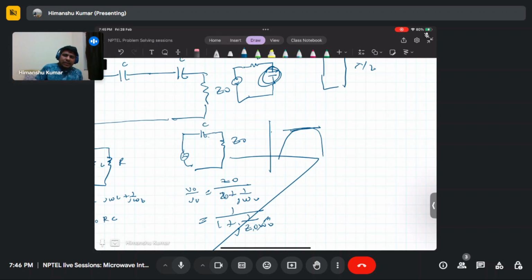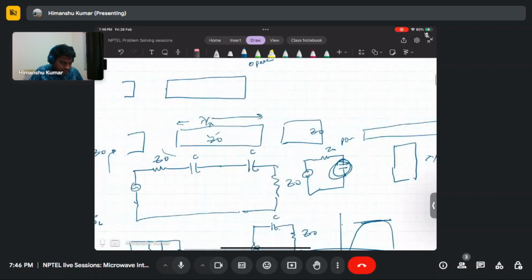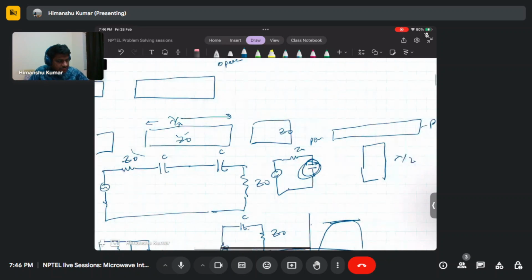So is that clear? Yeah, what is the doubt? Hmm. Huh. Uh-huh. Huh. Yeah, so basically, like this kind, huh, as a capacitor, yeah. Hmm.